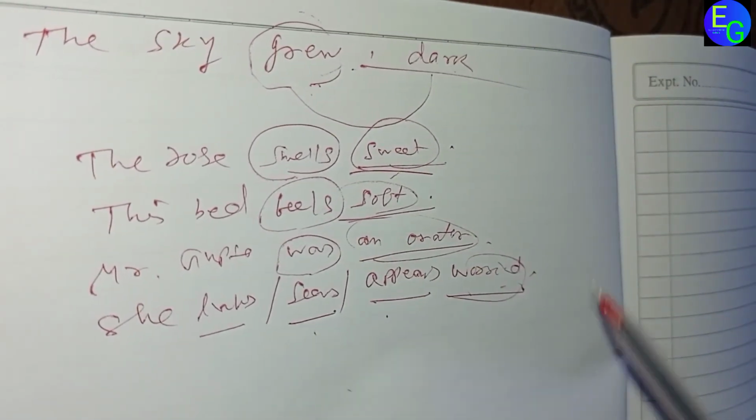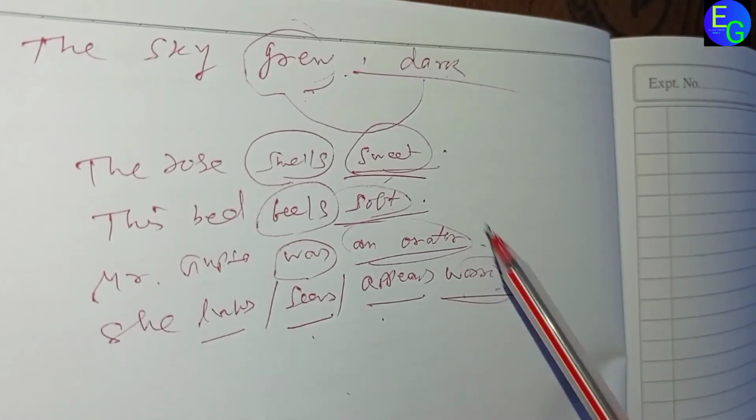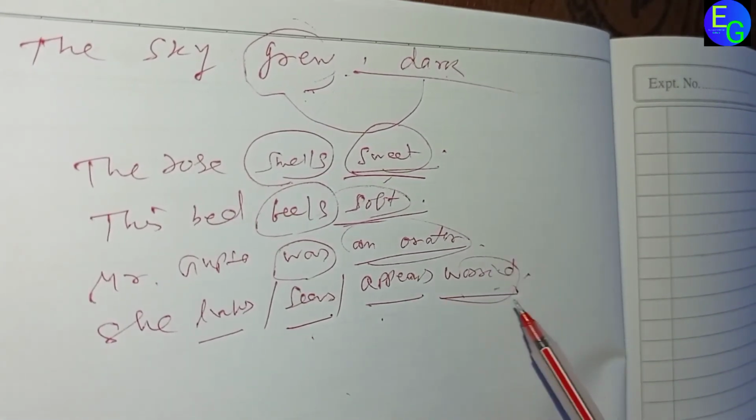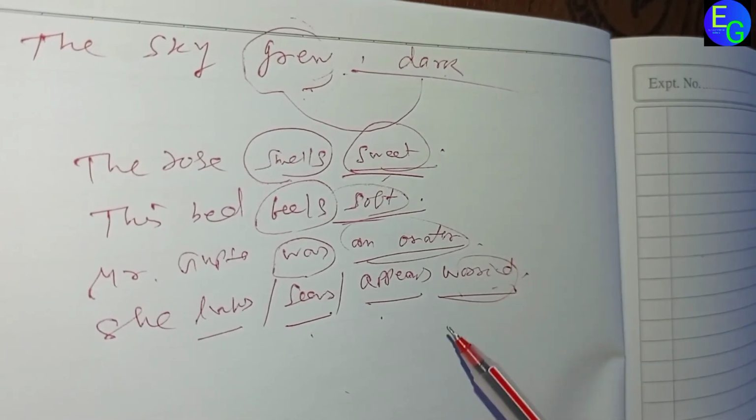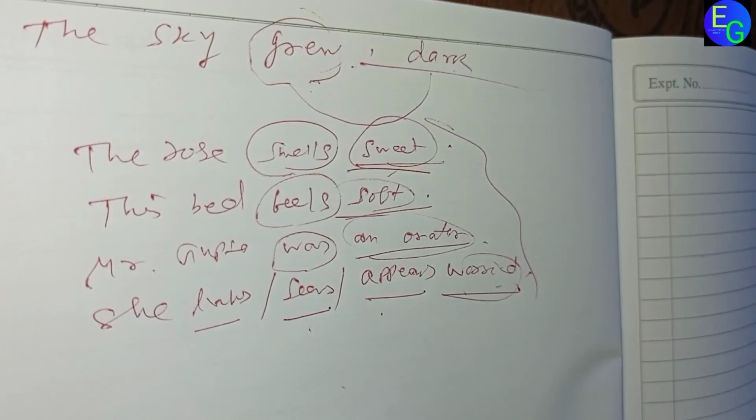Remember, any adjective phrase or sometimes adverb phrase, or the name of an occupation, the name of a place, or name of a quality, etc. They come as a complement.